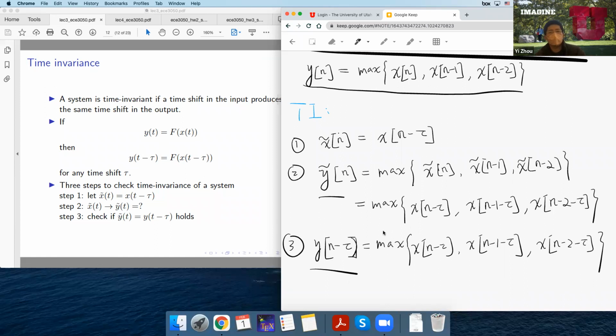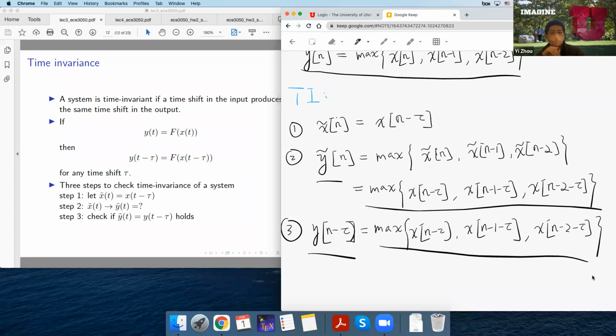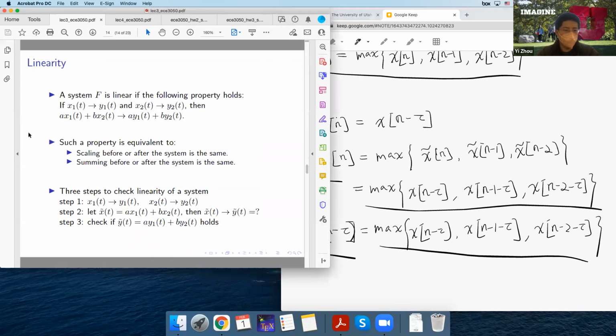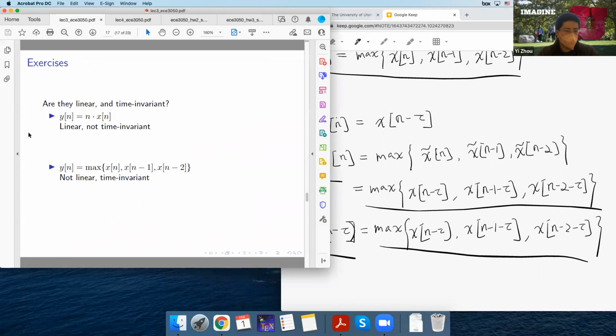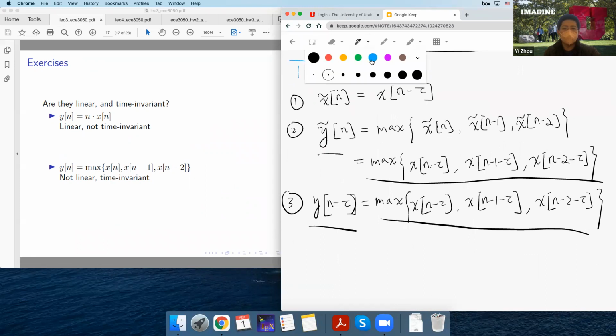So this means that by comparing these two expressions, they are equivalent. Everything is equivalent here. So this verifies that this system is a time invariant system. You don't have to worry about the value of this maximum as long as everything is equivalent. So their maximum will also be equivalent. So this is the time invariance. So let's go over the linearity part together, the L part.